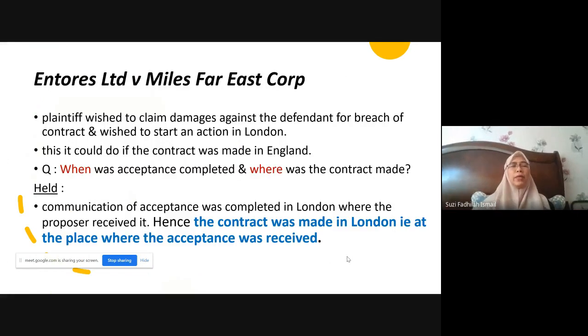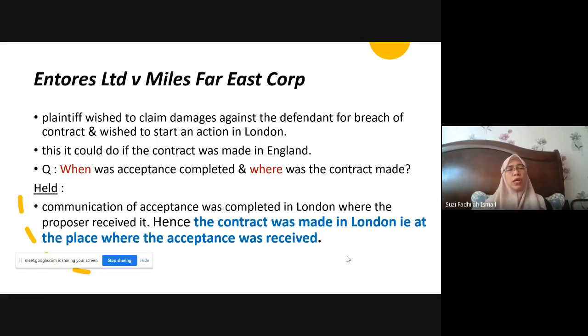Now what happened? What's the problem with this case? The plaintiff wished to claim damages against the defendant for breach of contract, and wished to start, how to file a claim, how to start the action. So he wanted to start the action in London. Yes, he could do so provided the contract was concluded in London. Now what's the issue? The court has to decide when was acceptance completed and where was the contract made. Then only that will be the place to file a case, or to bring an action.